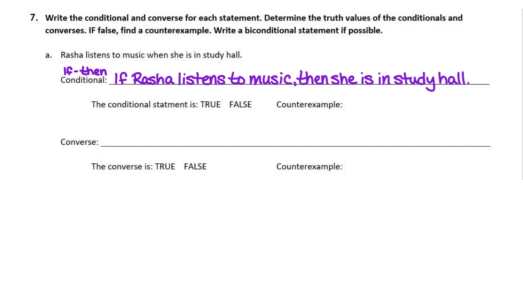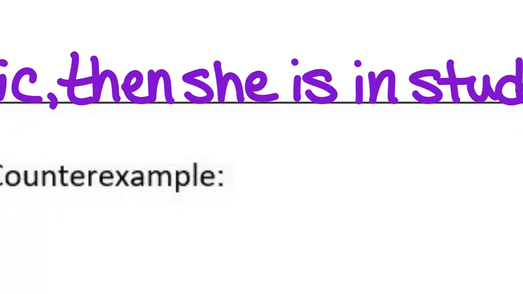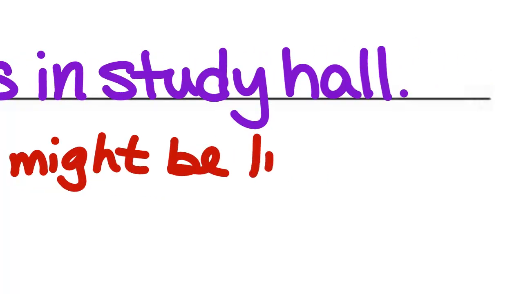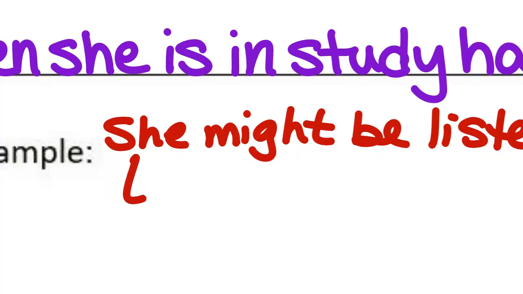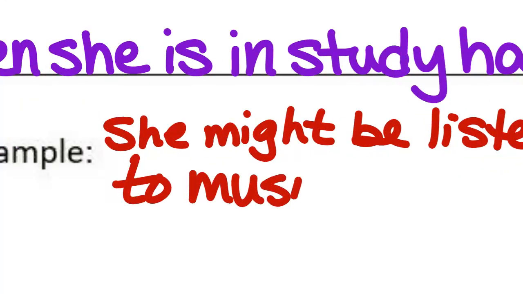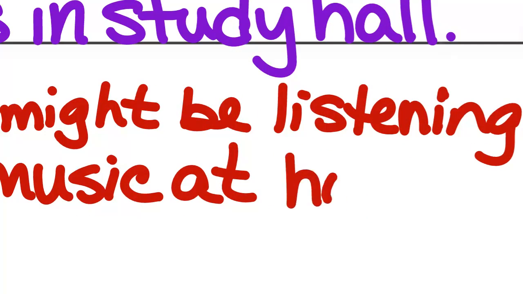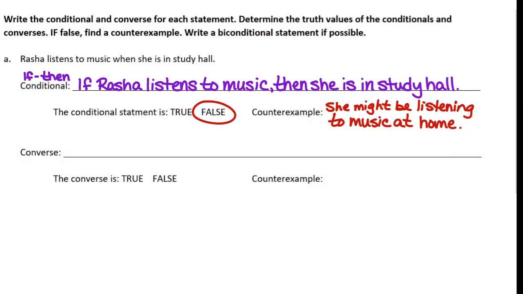So this would be a false statement. She doesn't have to be in study hall if she's listening to music. That's what this sentence says. If she's listening to music, she has to be in study hall. She might be listening to music at home. So I would agree, that is a false statement.